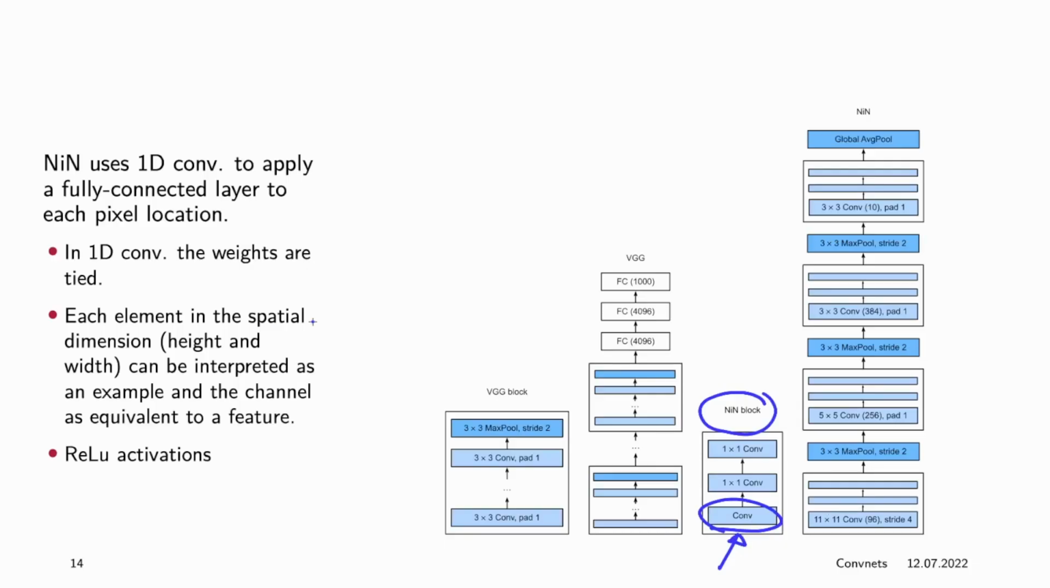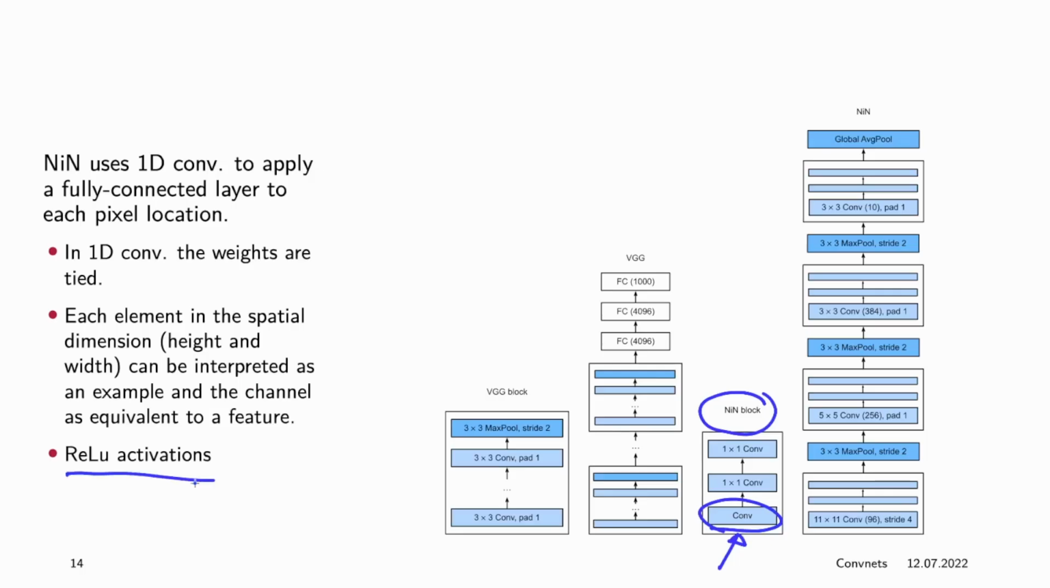Then the output and the input are basically of the same spatial dimensions with a possibly changed number of channels. So each element in the spatial dimension, so in height and width, can be interpreted as an example and the channel as the equivalent of a feature of this example that are then plugged into a fully connected neural network. The NIN network also uses ReLU activations.